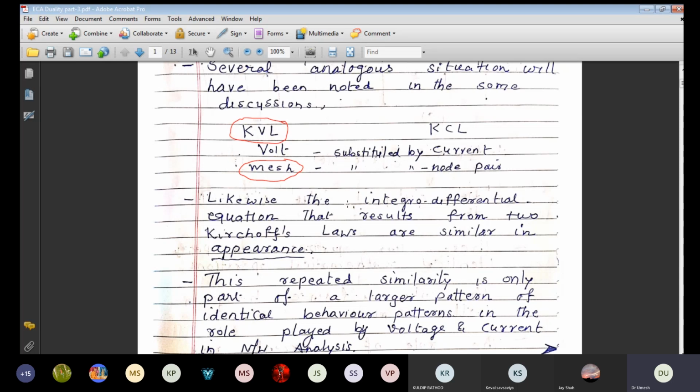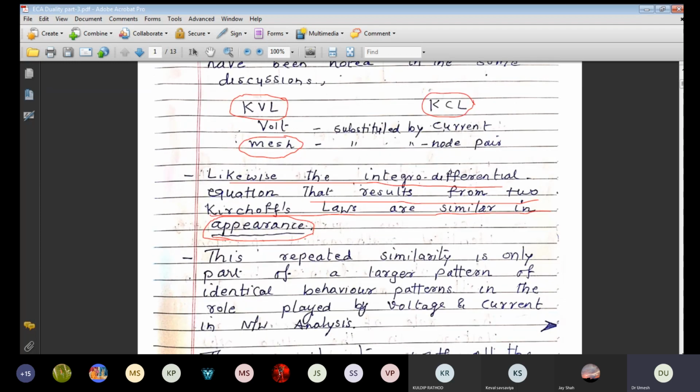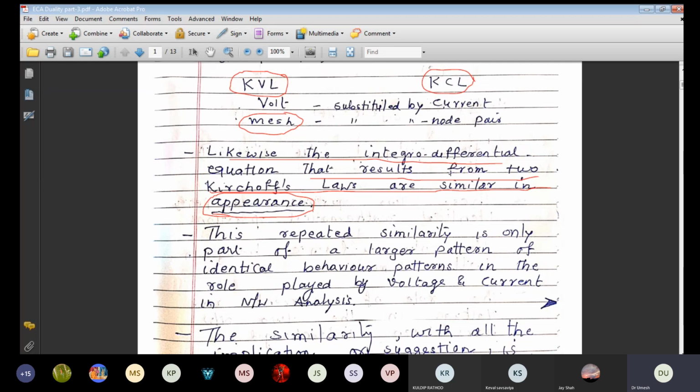In the same way, some equations, that is integro-differential equations, combining integration and differential, that result from the two Kirchhoff's laws are similar in appearance. This is one important phrase: similar in appearance. Suppose I write an equation in mesh analysis using Kirchhoff's voltage law, and then write the Kirchhoff's current law equation. If you visualize both equations, they will be the same in format and appearance.